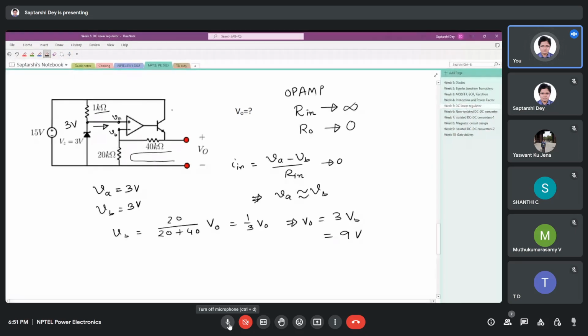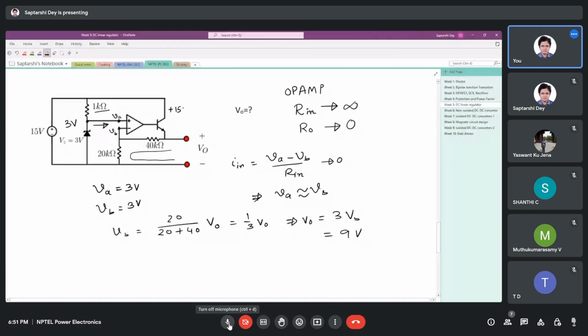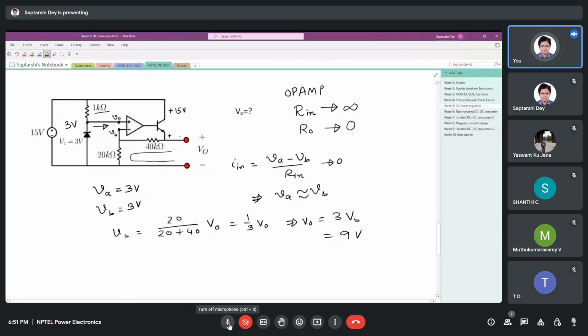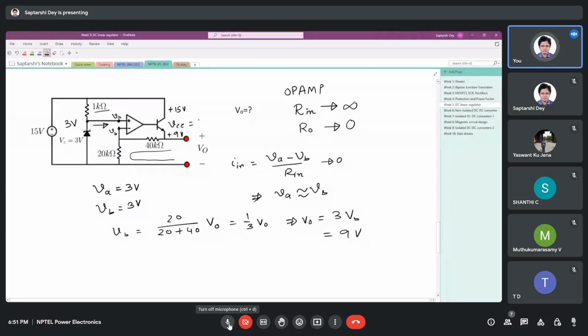So this is 15 volt, this is 9 volt, so VCE is somewhere around 6 volt. So definitely this transistor is operating in the active region. That is true for, as far as I know, all the linear regulator circuits: this transistor operates in the active region. That is why the voltage drop across it is very large.